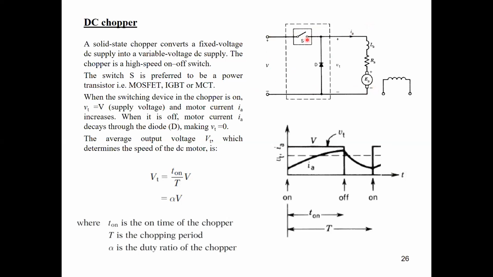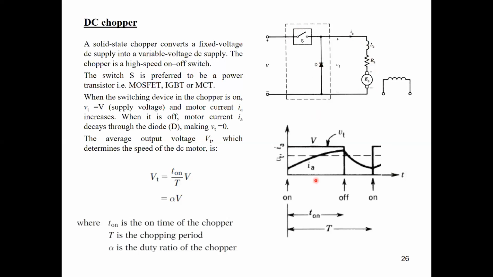And if we turn S off, there will be energy stored in the machine inductance, and the current will continue discharging its internal energy through the diode. So this diode is called the freewheeling diode.